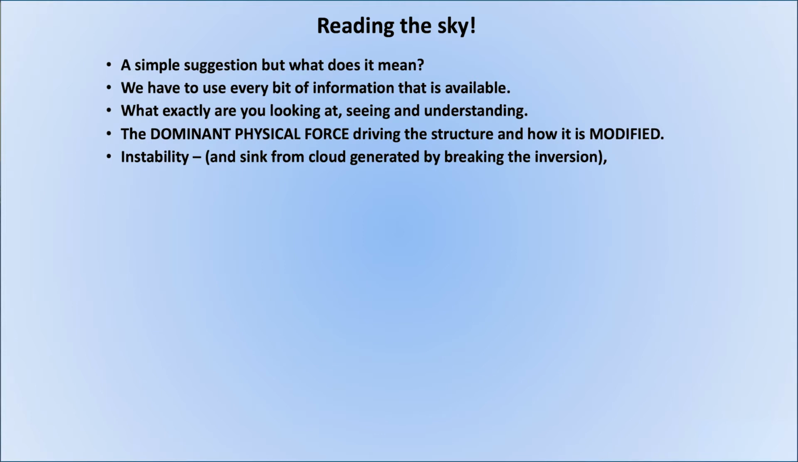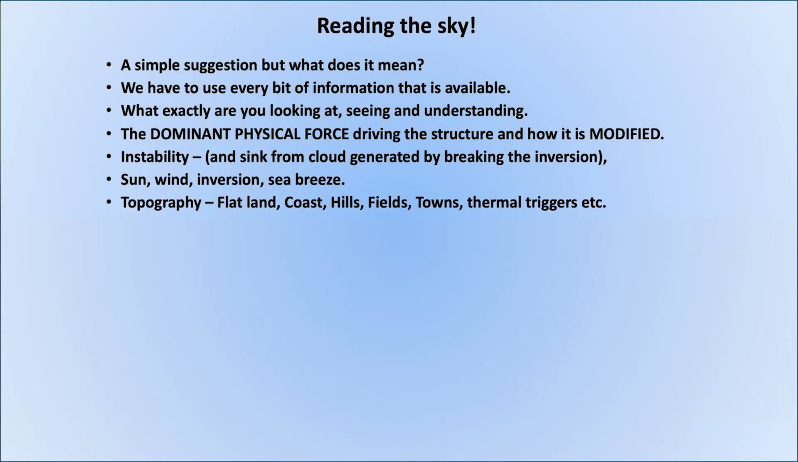The dominant physical force driving the structure and how it is modified. Instability and sink from cloud generated by breaking the inversion. The sun, the wind, the inversion, a sea breeze, topography, that you're cruising over flat land, the proximity of the coast, the hills, the colour of the fields, towns, thermal triggers, etc. On-track features relating weather to the desired track.